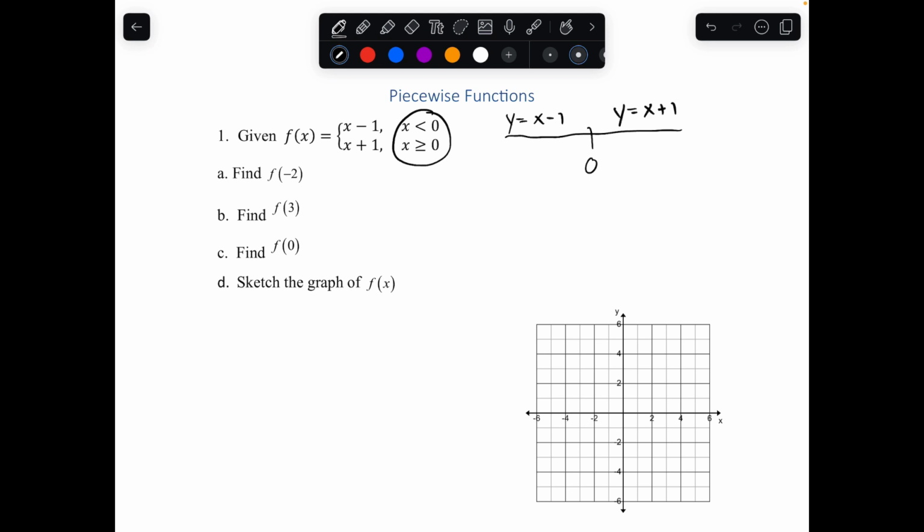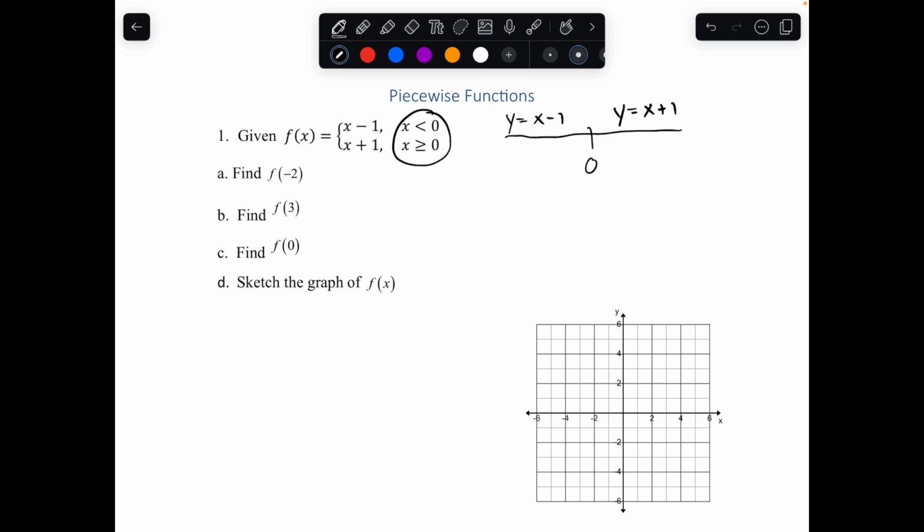So piecewise functions are like different states or different countries. There are different laws from country to country or state to state, and if you're in one state, or in this case, a particular section of the domain, you have to follow a certain rule. So let's actually plug in some points to get an idea of what's happening.